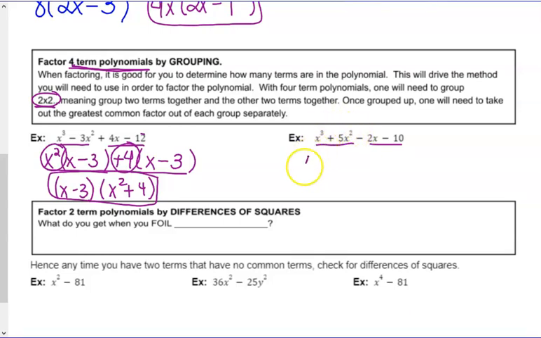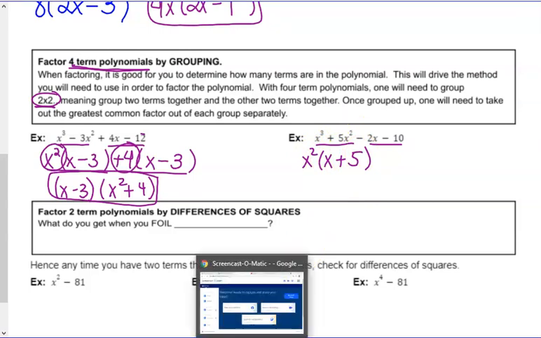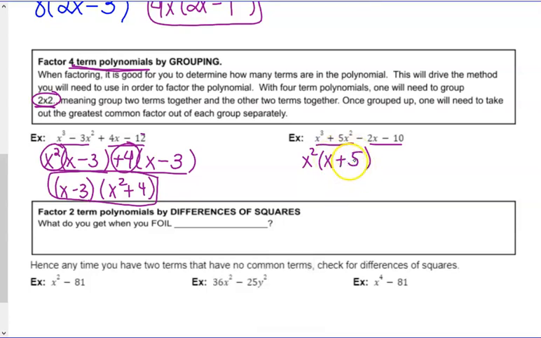Well, in this case, I have an x squared in common, just like before. What do we multiply an x squared by to get an x cubed? It is an x. And what do we multiply x squared by to get a positive 5x squared? It is that plus 5 left behind. And so, again, with a 2-by-2 grouping, we want a common expression. So my mind is thinking, okay, I need an x plus 5 from these 2 terms back here.